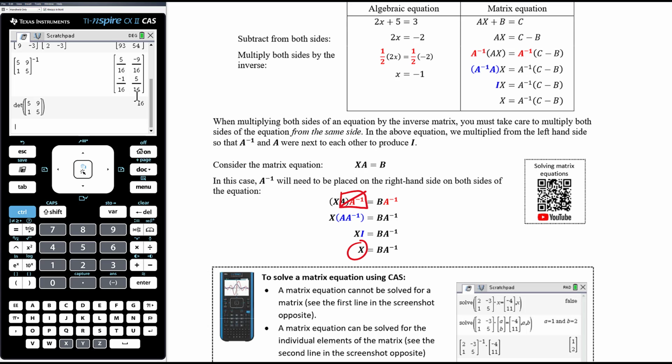So by multiplying by the inverse from the right, we are getting rid of the A essentially from the left-hand side, and we're ending up with x. And so therefore x is going to be equal to B times the inverse of A this time.